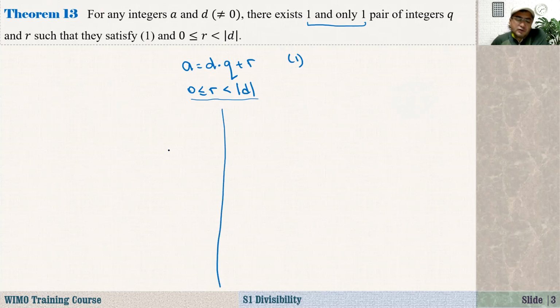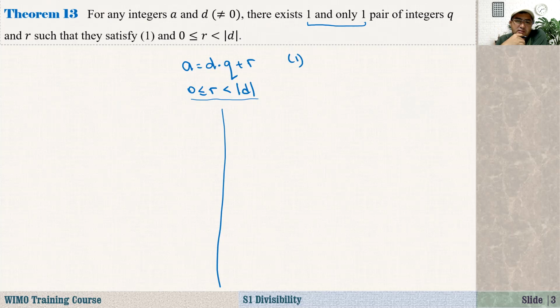So now when we talk about this kind of theorem, we need to prove two things. Number one is that it exists. Number two is that it's only one. In math we call this existence and uniqueness. Usually the existence proof is at a higher level, maybe not in the scope of this course right now.